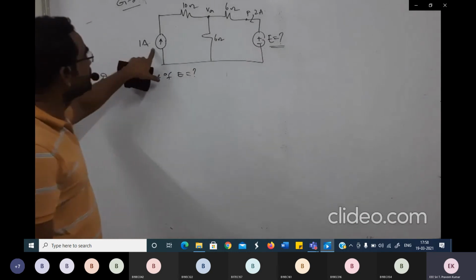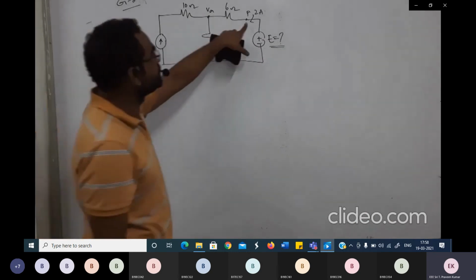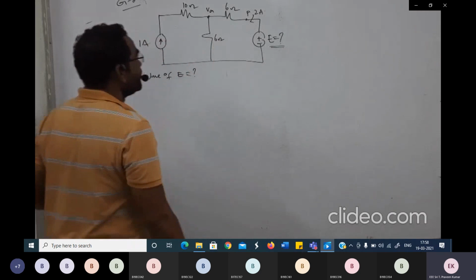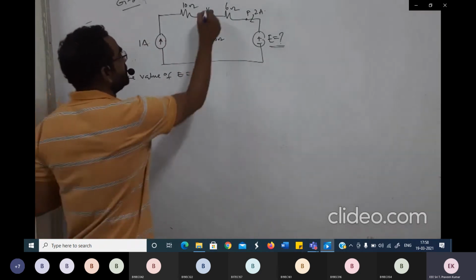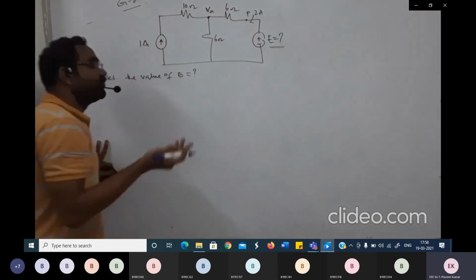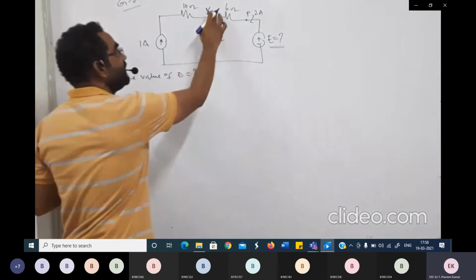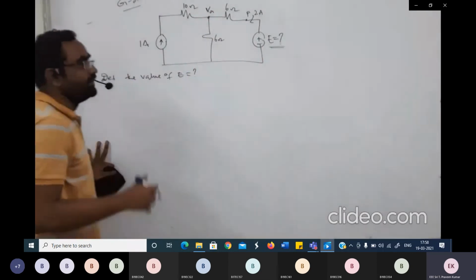Here, this is 1 ampere which is given as a source. Now this is a 2 ampere current which is flowing here. Please all of you look at this. Now this VA is mentioned. It's up to us whether we can calculate VA or not, and how we go ahead with this.